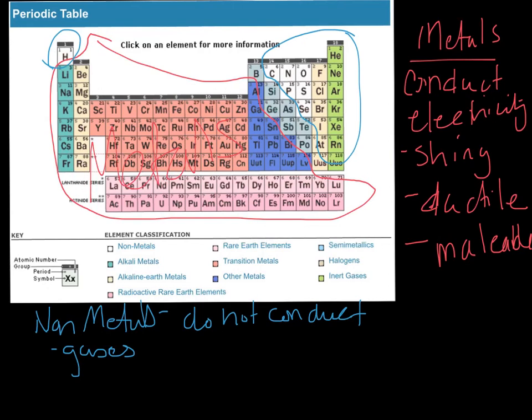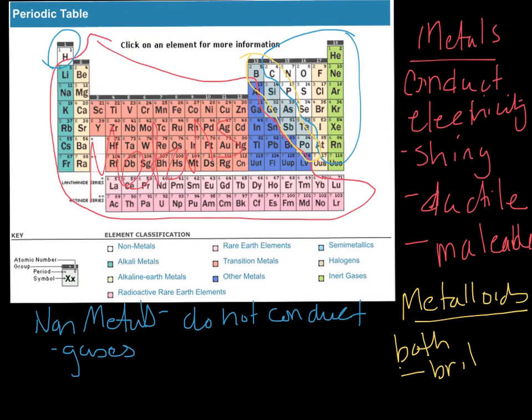Okay. And then the ones that we see right here in this middle section, we call these our metalloids. These guys right here have properties of both. So it's like they're like both of them. They tend to be brittle, and they are poor conductors, but they will conduct some electricity. Okay. All right, so that's just a breakdown, probably something you had back in middle school, but just a quick reminder of what we see on our periodic table.